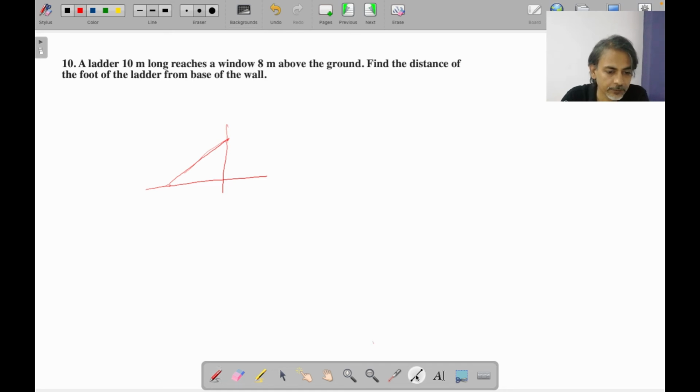It is saying that there is a wall and of course there is a floor like this, and then there is a ladder which is 10 meter long which is reaching a window which is 8 meter above the ground. So if this is your ladder, it is like this. So this ladder is 10 meter long, and this is reaching a window. There is a window over here, and it is reaching a window which is 8 meter above the ground.